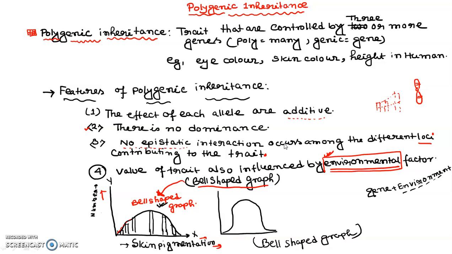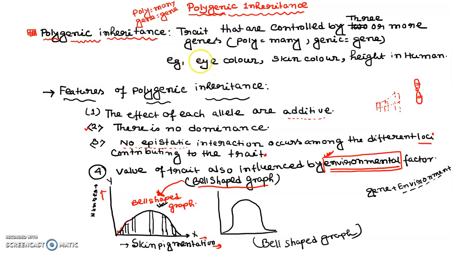Today we'll discuss polygenic inheritance. Poly means many and genic means gene. So polygenic inheritance is when a trait is controlled by three or more genes. When a character is controlled by more than one gene, we call it polygenic.